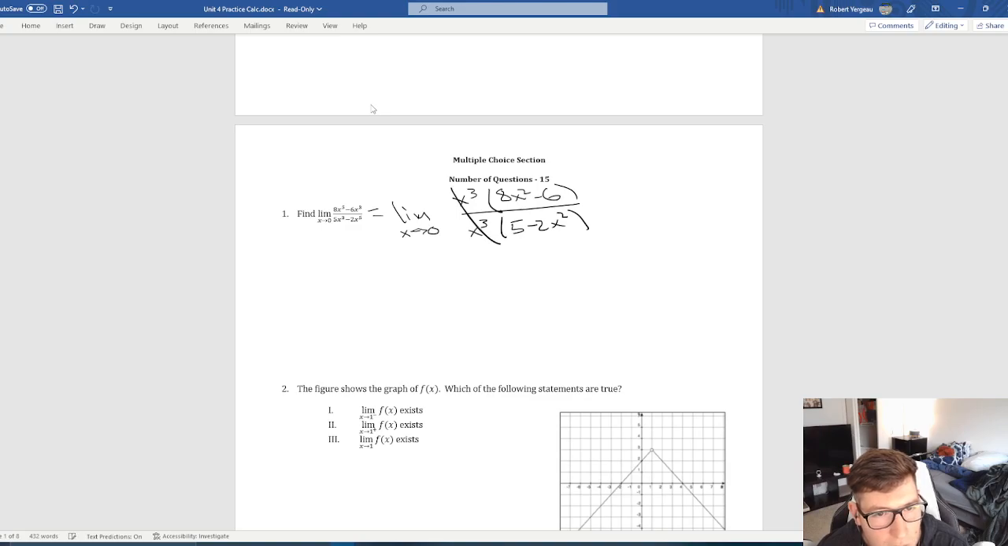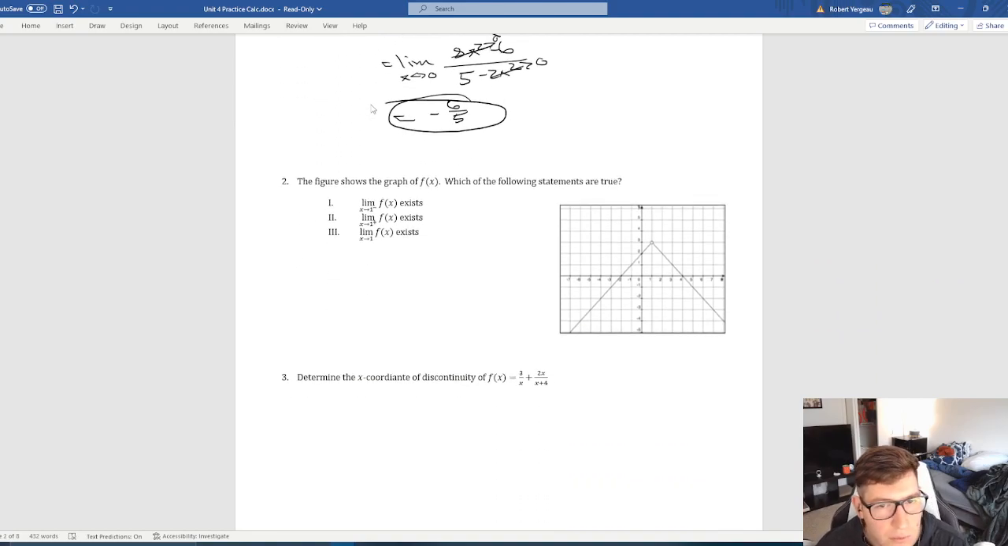And now I'm going to cancel these, right? I have an x cubed and an x cubed, and so I have the limit as x approaches 0 now of 8x squared minus 6 over 5 minus 2x squared. Now, I can actually just go ahead and plug in 0, because if I plug in 0, this is going to go to 0, and this is also going to go to 0. And so what I'm going to be left with is negative 6 over 5. And that's my limit.